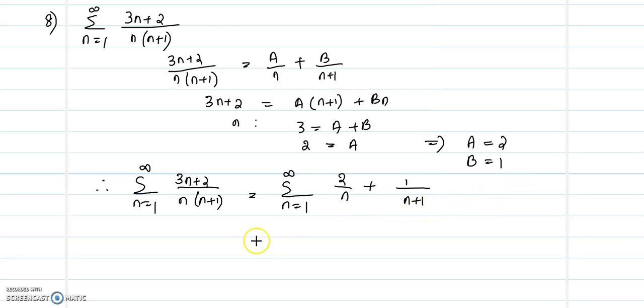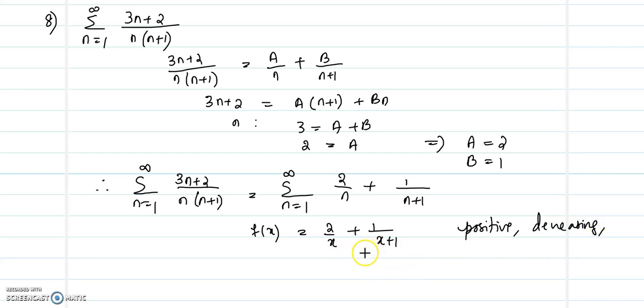Now f(x) will be 2/x + 1/(x+1). So this will be positive. And as x increases, the function value is decreasing, so it will be decreasing, and the points of discontinuity are 0 and minus 1, so that is not in the x greater than or equal to 1 portion. So this will be positive, decreasing and continuous for x greater than or equal to 1.